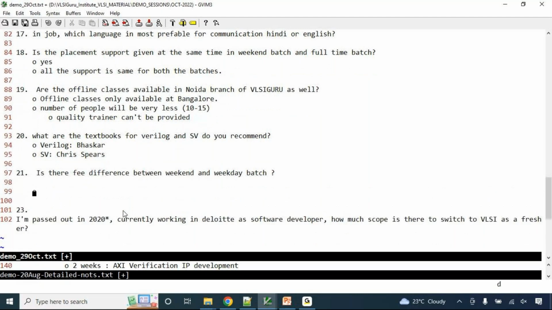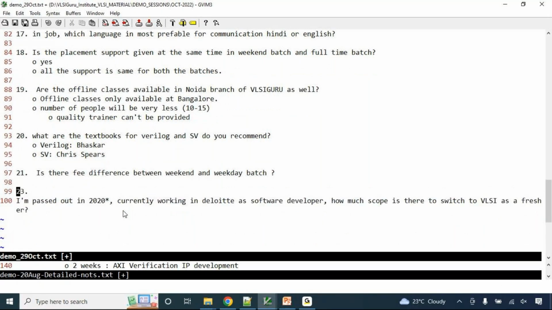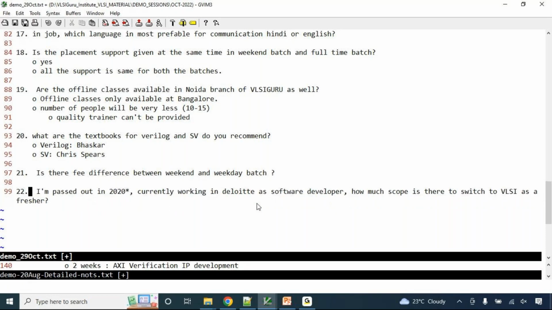It is possible. See, my point is, companies really, it's not like you have spent 10 years or 15 years, it's just 2 years. It won't be a problem. You can always get into the VLSI domain. The only challenge you are going to face is you have to take out time, because you are already spending 40 to 45 hours of your week in your job.